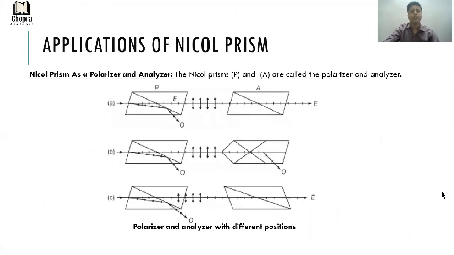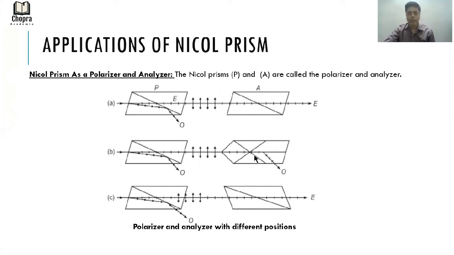Now, what are the applications of the Nicol prism? As I said earlier, the Nicol prism can be used as a polarizer and analyzer. We have seen how it is used as a polarizer just now in the previous case. The Nicol prisms P and A are called the polarizer and analyzer. So just see here, in the polarizer mode, the O ray is separated out and the E ray is at the output, and again it goes through the Nicol prism, which is placed in such a way that these axes are parallel to each other.